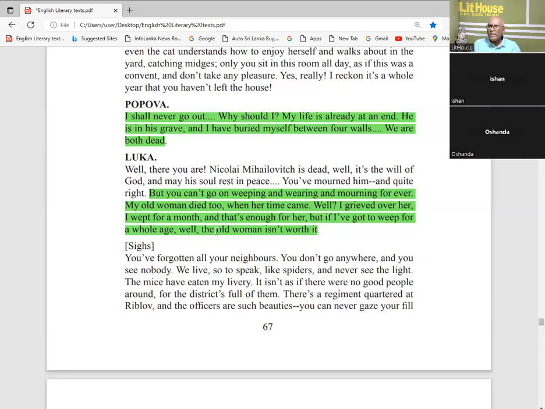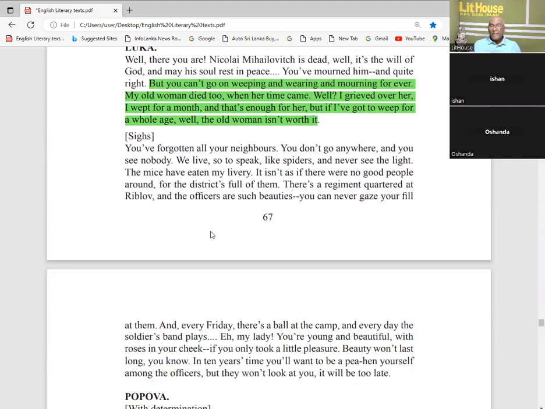It's only a dead body. Soon it will disappear, disintegrate, or mix with nature. You can't see him or her anymore. Now, Luca is practical, realistic in that way. Then he further says, sighs.